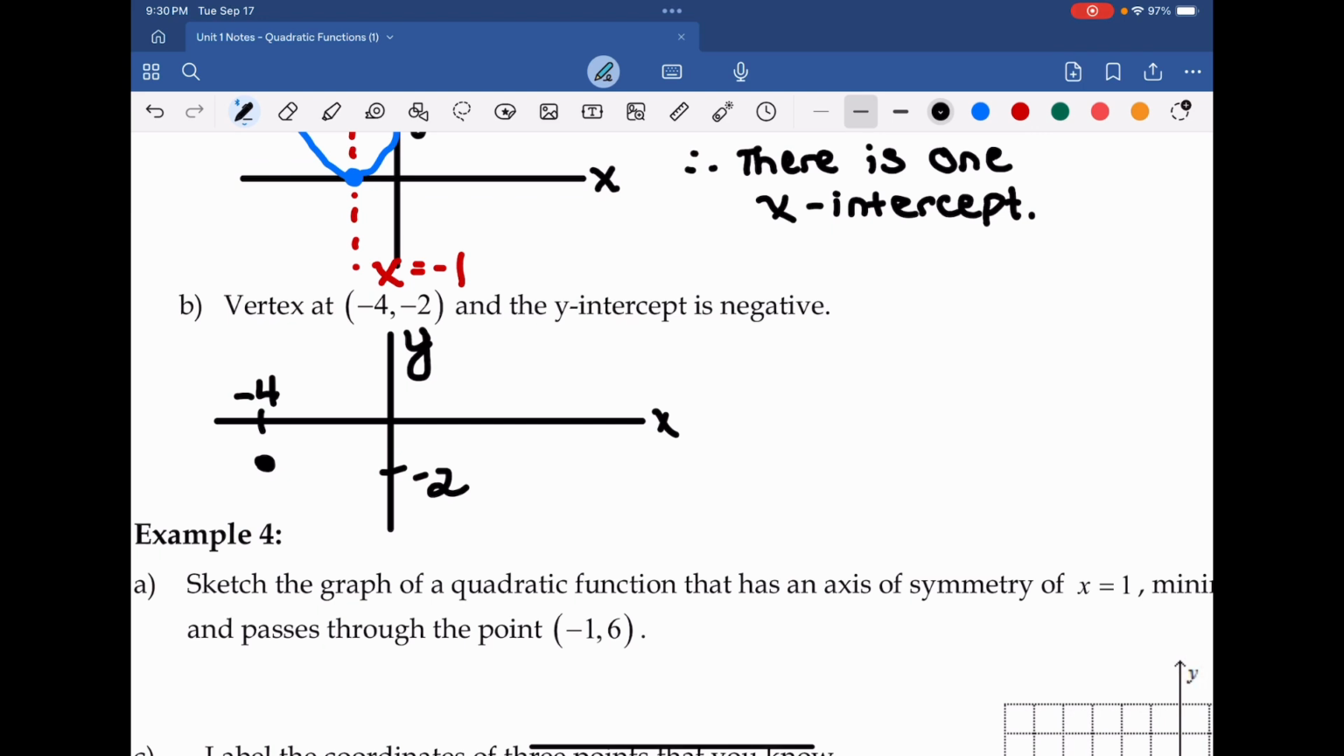The y-intercept is negative. This one is interesting because there can actually be two possible cases. The first one is in blue. What if I drew my graph like this? Here and then here, so it's quite flat, but it extends upwards. Well, you would say, based on this, if I was to extend my x-axis, which I'm going to do right here, you would see that this is two x-intercepts. So therefore, there are two x-intercepts.